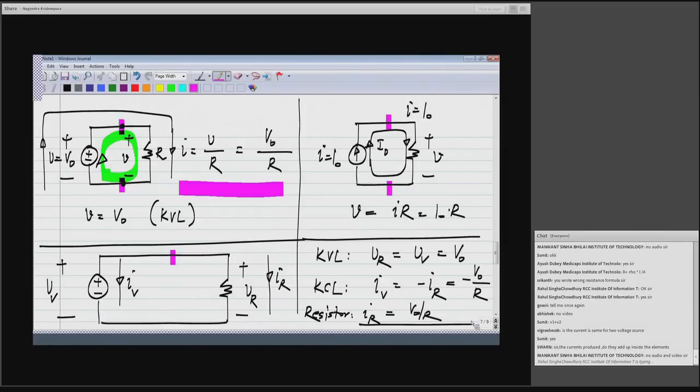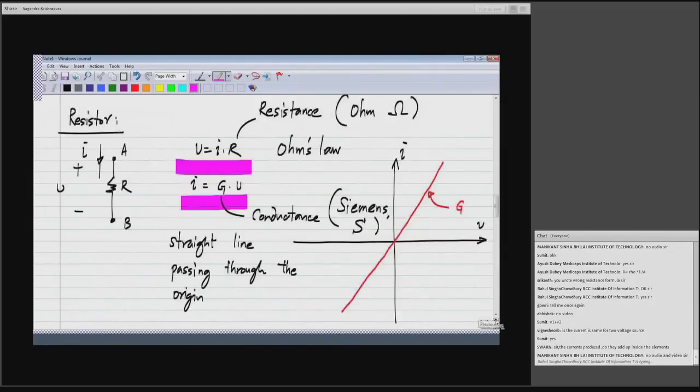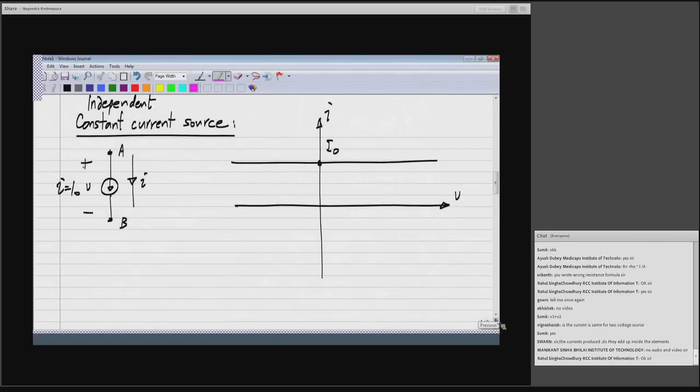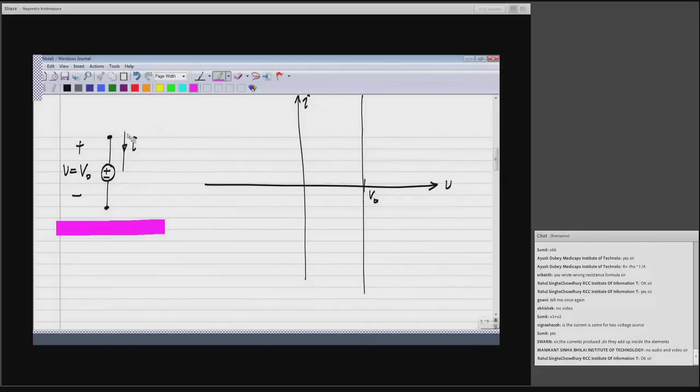And there is no contradiction here, because this only shows the direction in which I have measured the current through the voltage source. But this graph tells you that it can be either positive or negative. Okay. Now, in that particular circuit, it happens to be negative and it happens to be equal to minus V0 by R. I hope that clears the doubt. Is that okay?